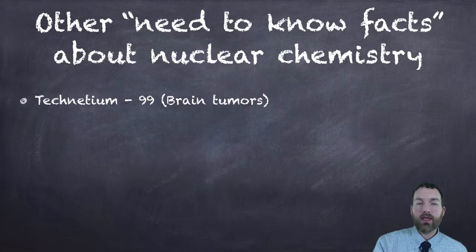So technetium-99 is a particular isotope that is used in treating brain tumors. A lot of drugs, a lot of chemicals have problems crossing from the blood into your brain. So there's this thing called the blood-brain barrier. And if you have a brain tumor, technetium-99 can actually get out of your blood and into your brain. So it's a very useful isotope for treating brain tumors.